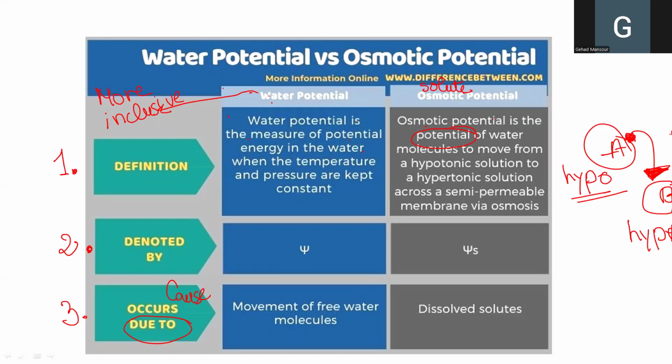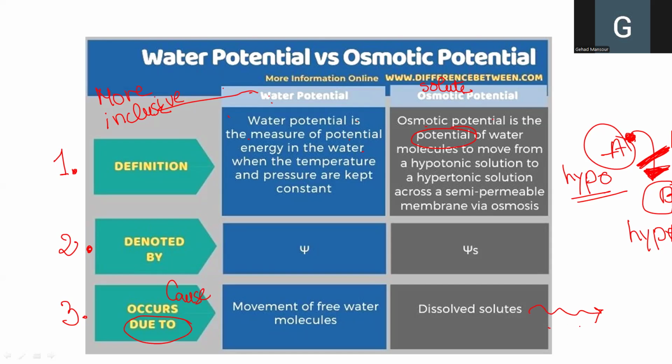But of course, we have to add to the definition that there should be what? There should be a selectively permeable membrane. And it is denoted by psi S. And it occurs due to a difference in the concentration of what? Of the dissolved particles, the hypertonic side having more dissolved particles than the hypotonic side.